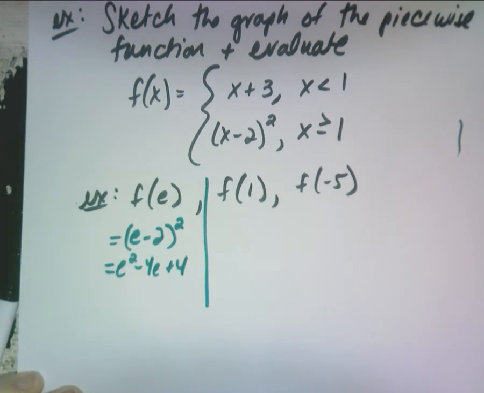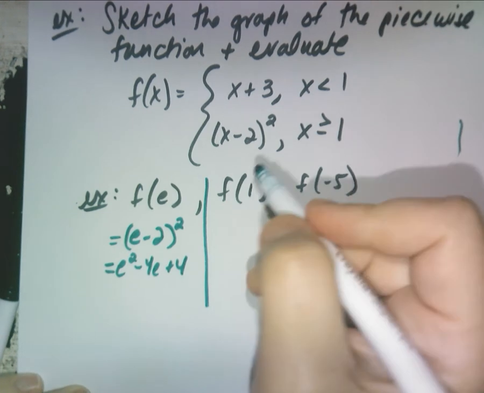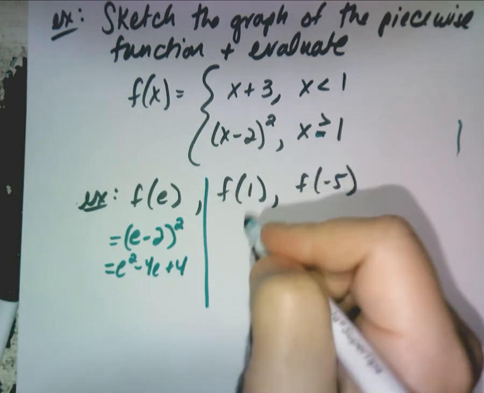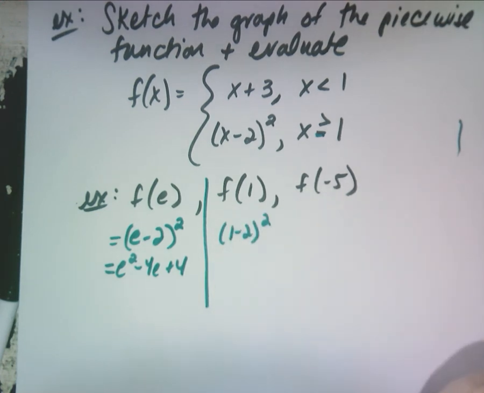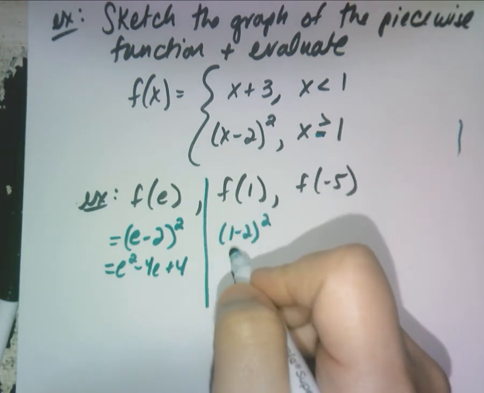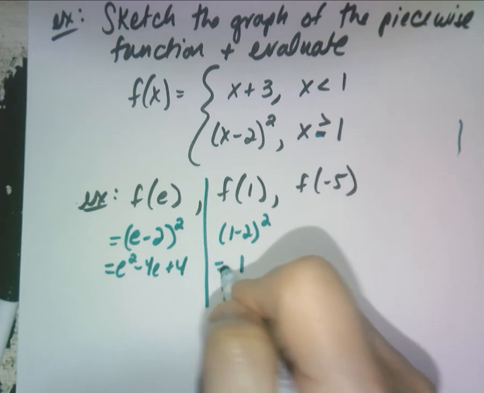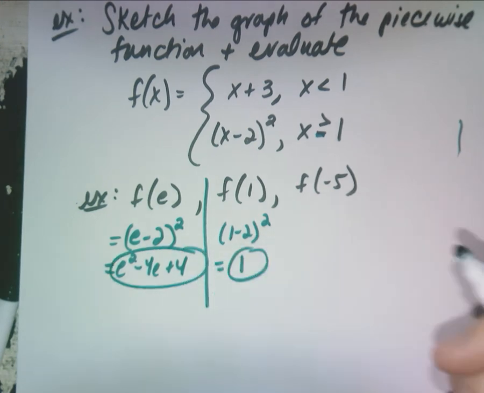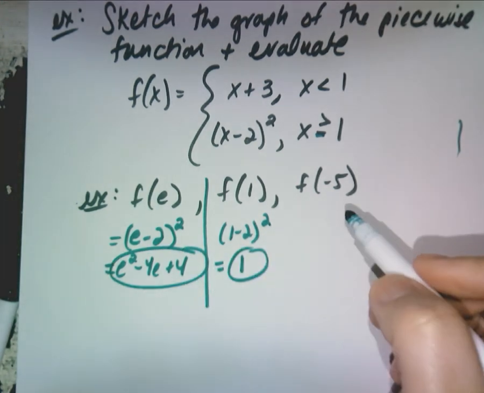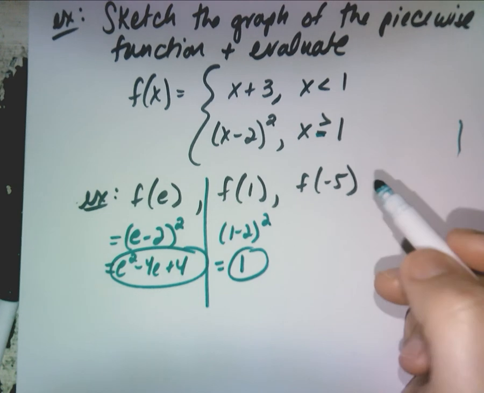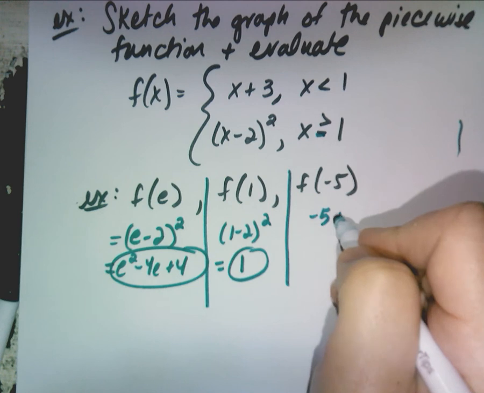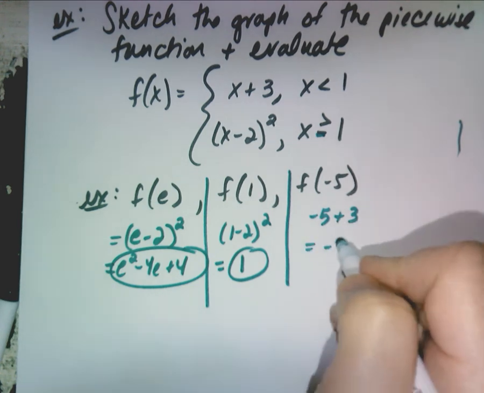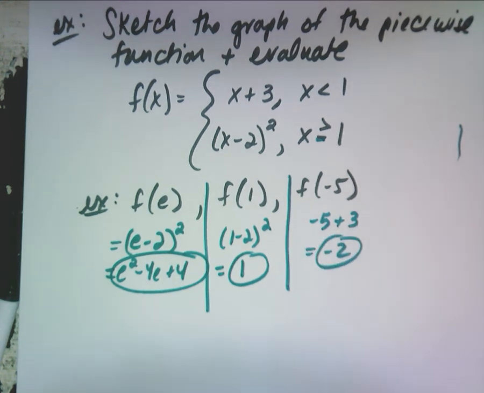All right, what about f of 1? Which one does that get evaluated in, top or bottom? The bottom, because it equals 1. So this would just be 1 minus 2 squared. This one, I do want you to get me a real number here. So negative 1 squared is 1. And then f of negative 5. That one obviously would then go to the top. And you would have negative 5 plus 3, which is negative 2. So evaluating piecewise is pretty easy.